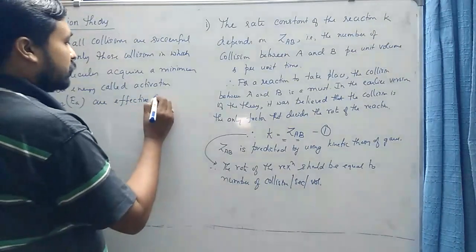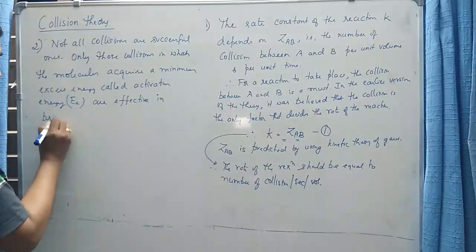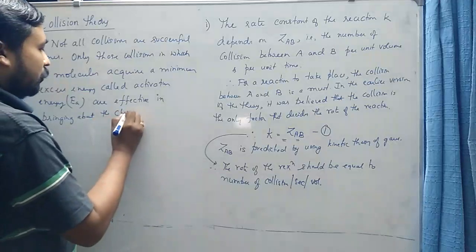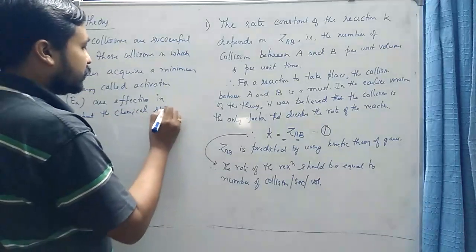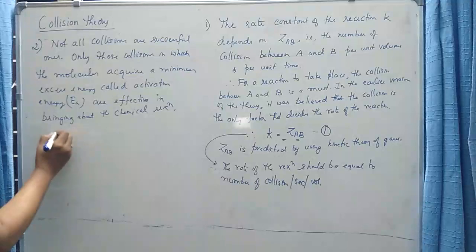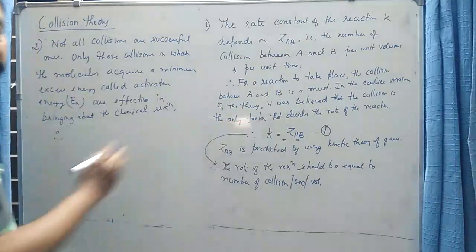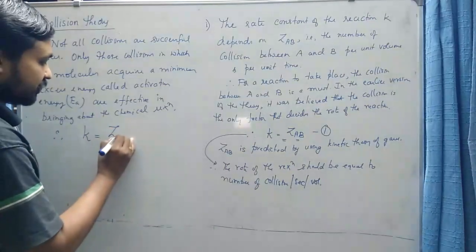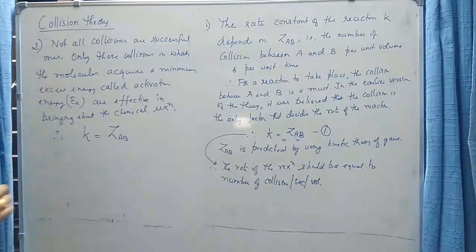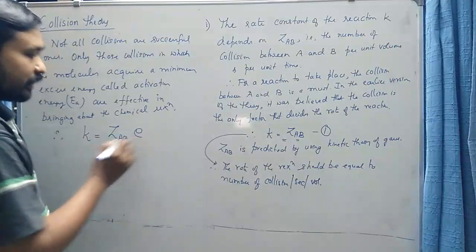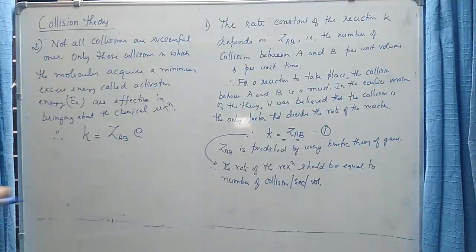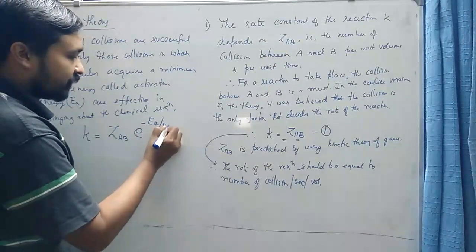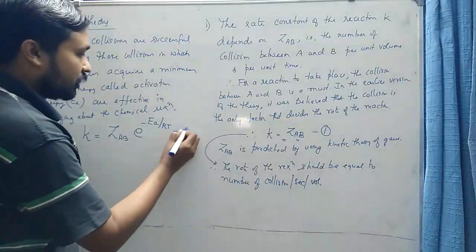are effective in bringing about the chemical reaction. Therefore, equation 1 is now modified and written as K is equal to ZAB, that is the collision frequency. It is now multiplied by an exponential factor, and this exponential factor is borrowed from the Arrhenius equation, that is e to the power minus Ea by RT.